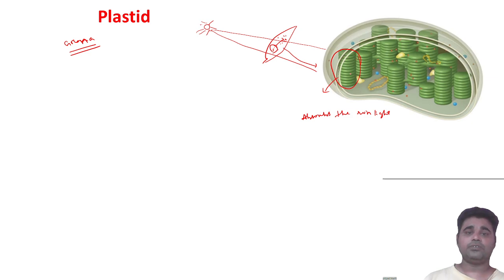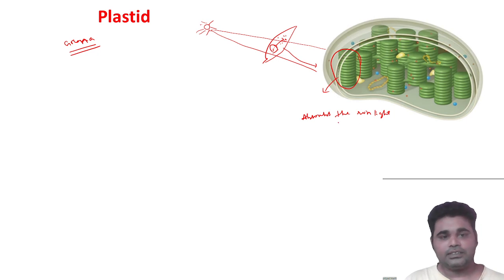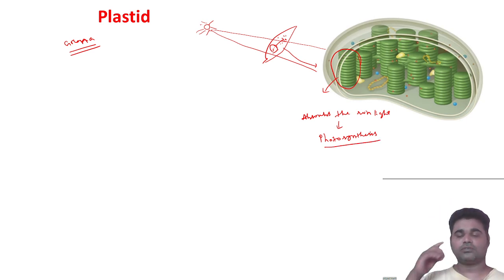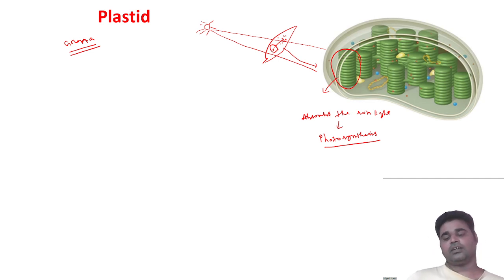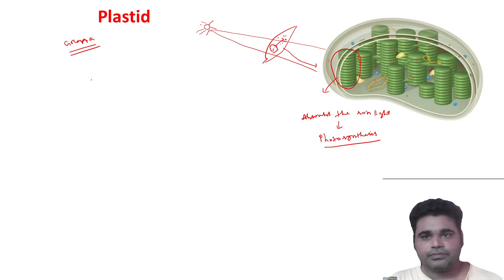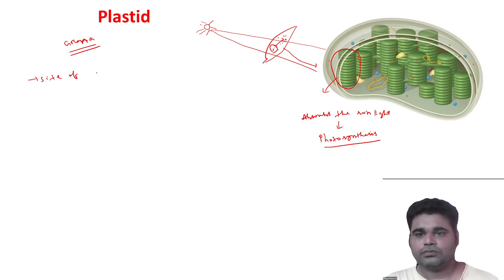Only the grana of the cell of the plant absorbs the sunlight and performs, most importantly, photosynthesis. The photosynthesis occurs in the chloroplast, and in the chloroplast it is the grana part that performs the photosynthesis. Because of this, the grana is also called the site of light reaction.